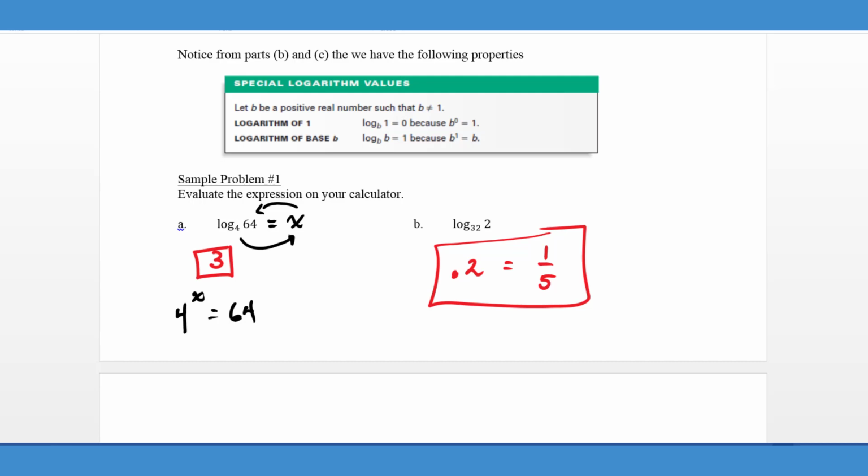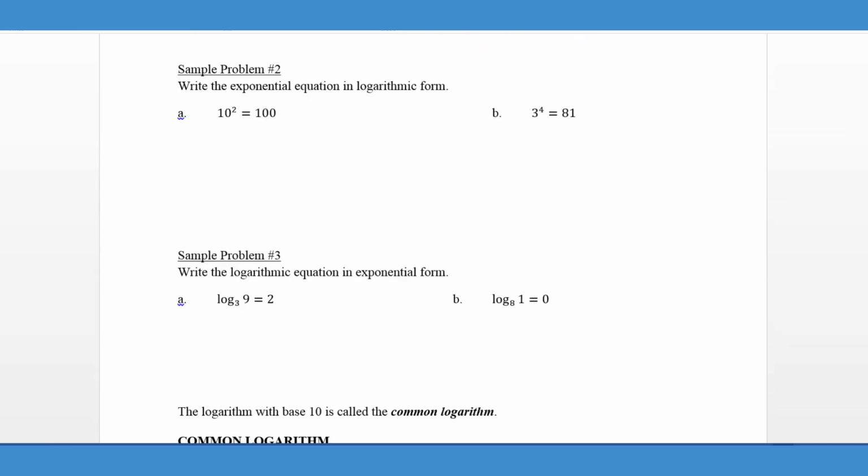All right, let's take a look at sample problem number 2. So here we're just writing back and forth between the two forms. So we're going to go from exponential to logs. The first thing that I like to do when I do this is simply write my log and then my base. And my base is going to be the same as what the base was in the exponential. So I know those bases are going to be the same. Now I'm going to go to 100, and that's going to equal the 2.